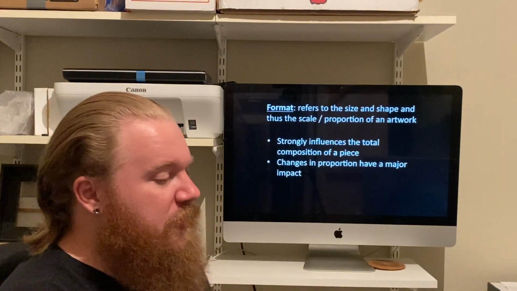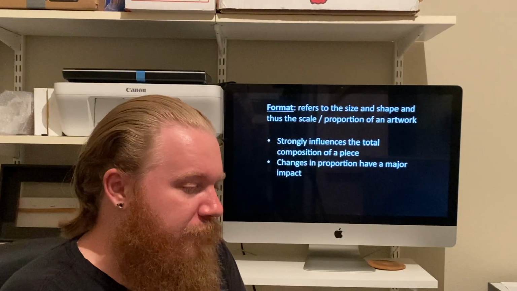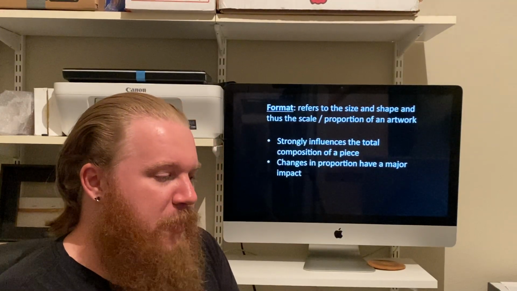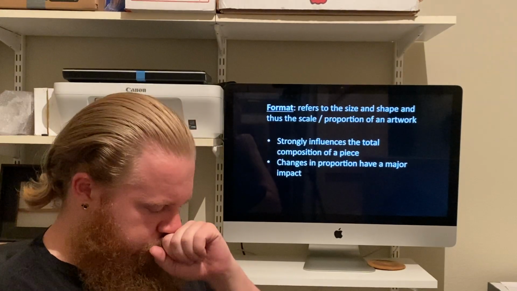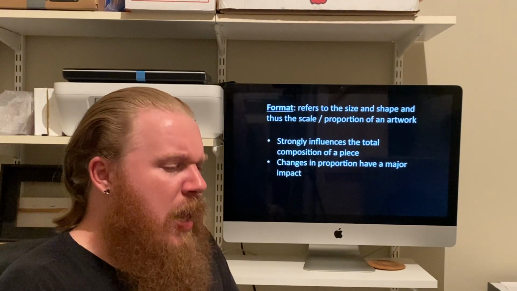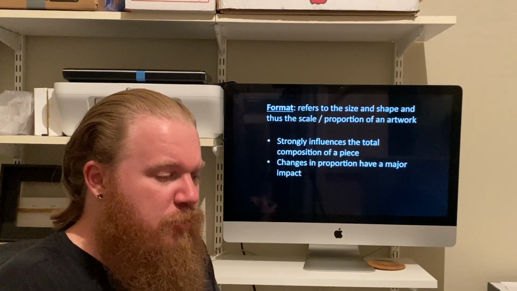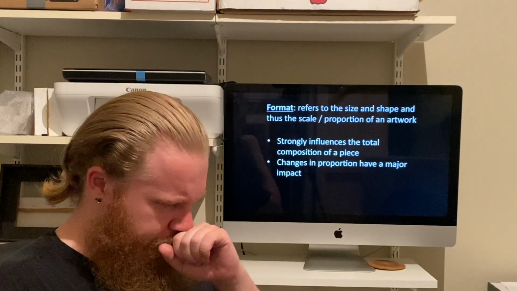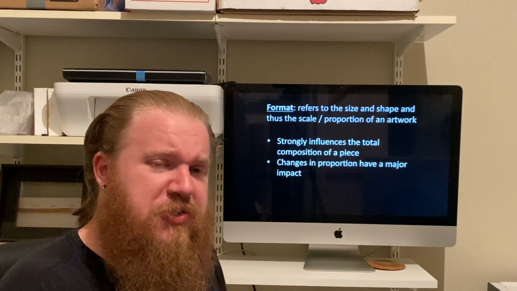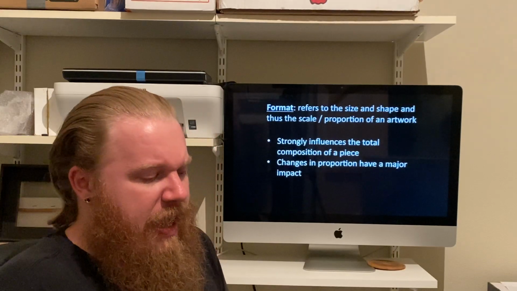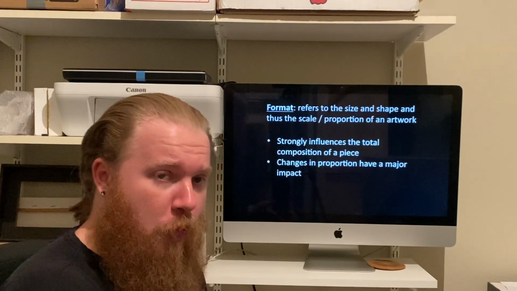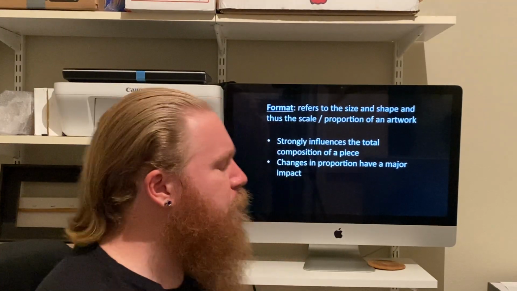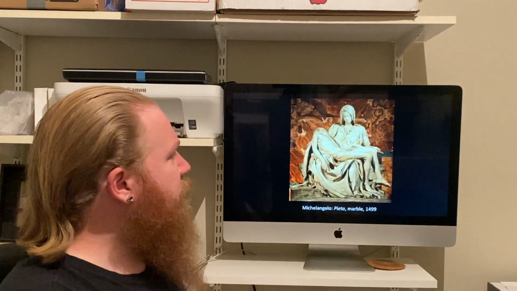Now that brings us to format, and that refers to the size and shape and thus the scale and proportion of an artwork. This strongly influences the total composition of a work of art, and changes in proportion have major impacts on the format of a work of art. So I want to show two works of art.